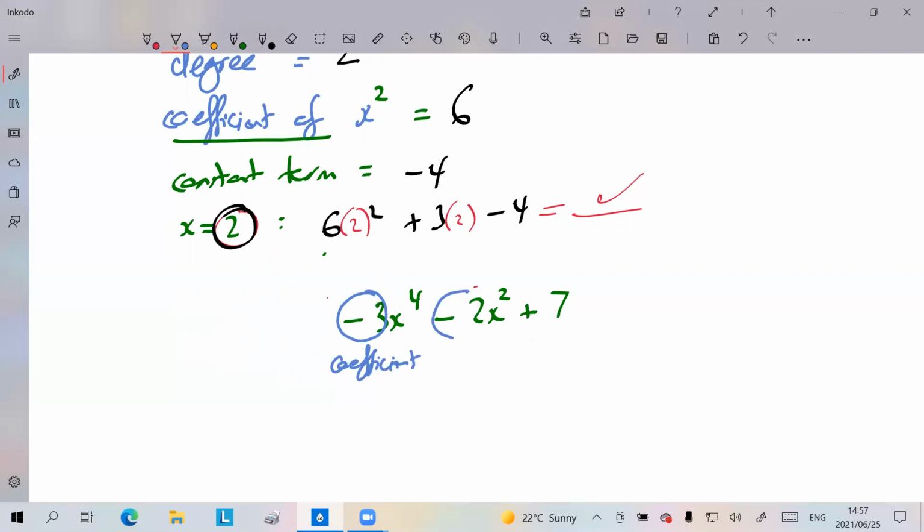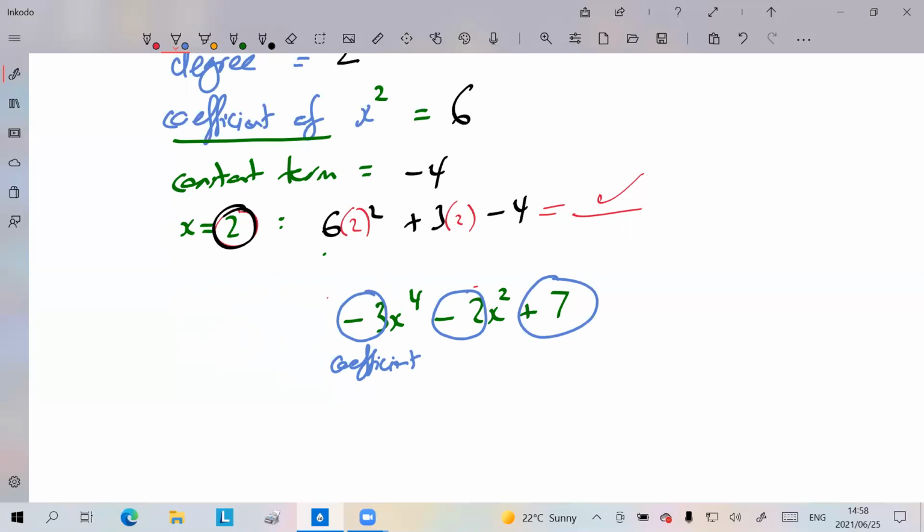The coefficient of x squared is -2. Right, so we got 2 coefficients in this example, -3 and -2. So the question would explain whether you want the coefficient of x to the power 4 or the coefficient of x to the power 2. Right, so it's -3 in this case, depending what the question asked.